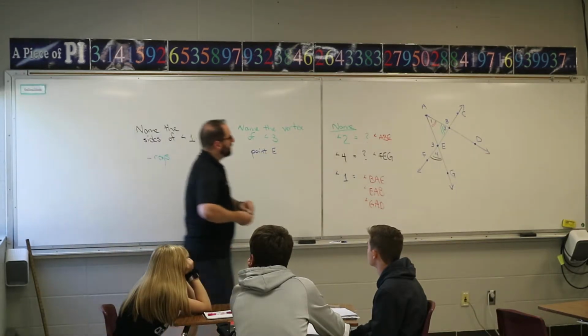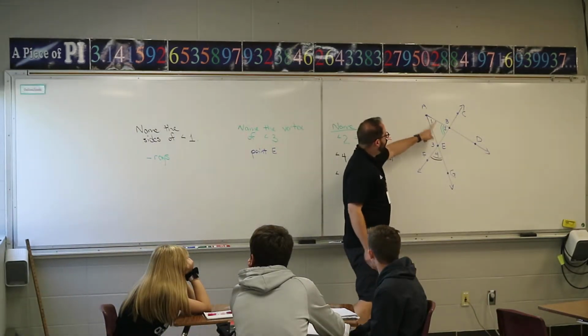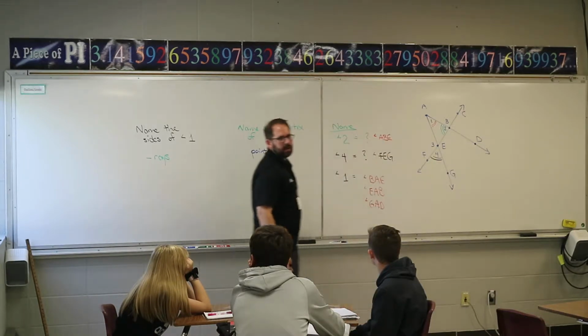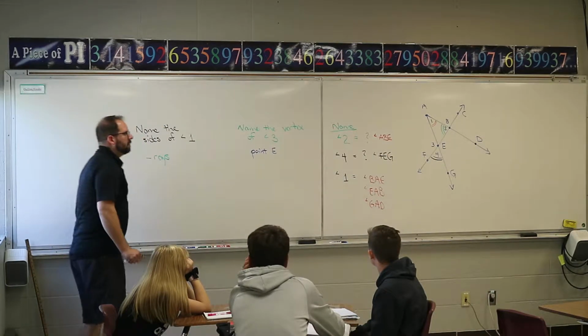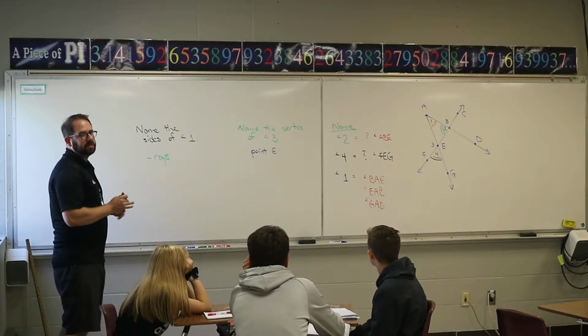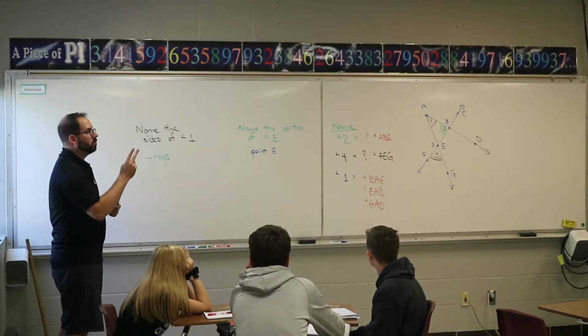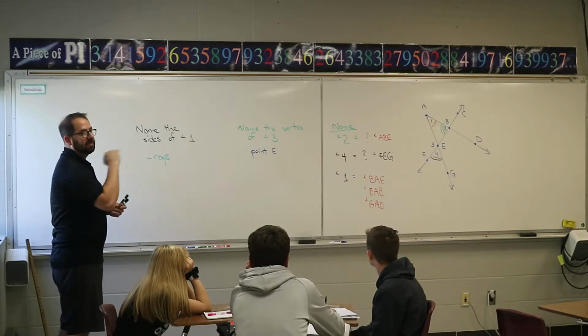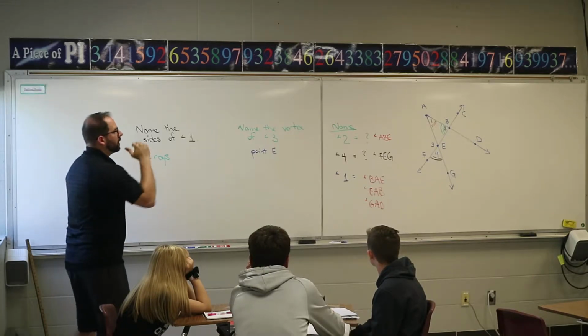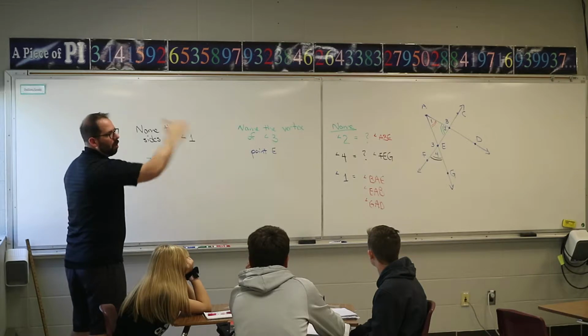So angle 1 is obviously up here. Can somebody name one of the rays and the other ray? So give me one of the rays. When you name rays, how many letters do you have to use? 2. 2 when you name a ray. You have to have the little arrow above it. So can somebody give me one ray that makes the wall for angle number 1?